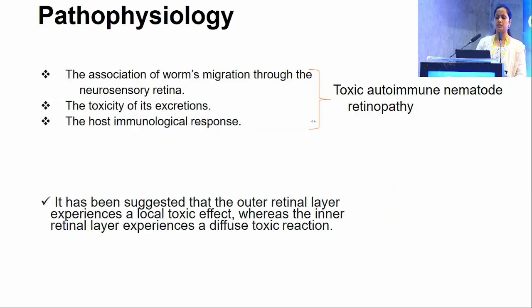The pathophysiology. The presence of the worm in the subretinal space causes gliosis and mechanical and immunomodulatory changes in the retina, causing damage to the retina and RPE. The association of the worm's migration through the neurosensory retina, toxicity of its secretions, and the host immunological response leads to toxic autoimmune nematode retinopathy. It has been suggested that the outer retinal layer experiences a local toxic effect, whereas the inner retinal layer experiences a diffuse toxic reaction. Then there will be infiltration of eosinophils and macrophages, and gliosis further leads to ganglion cell loss.